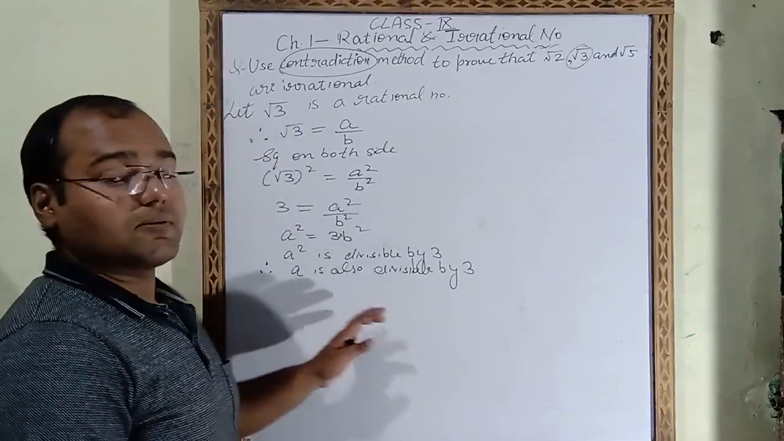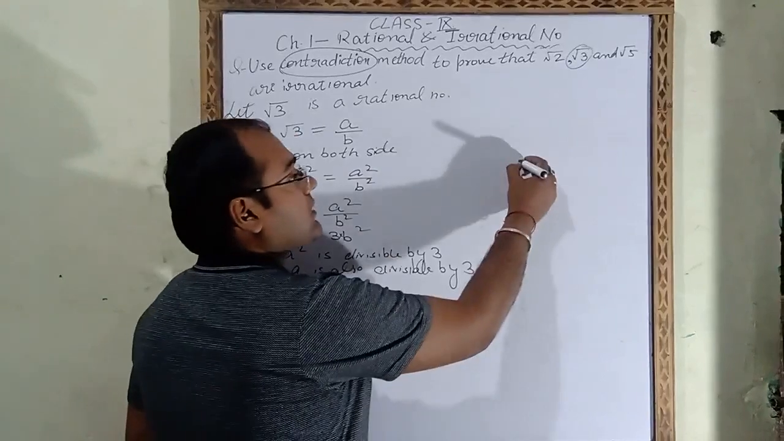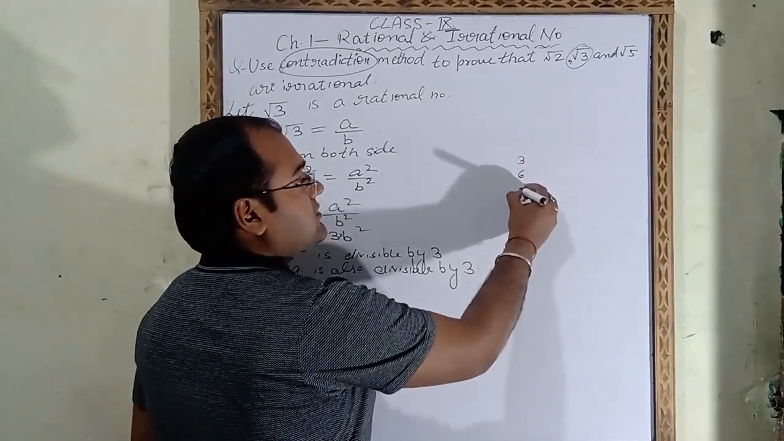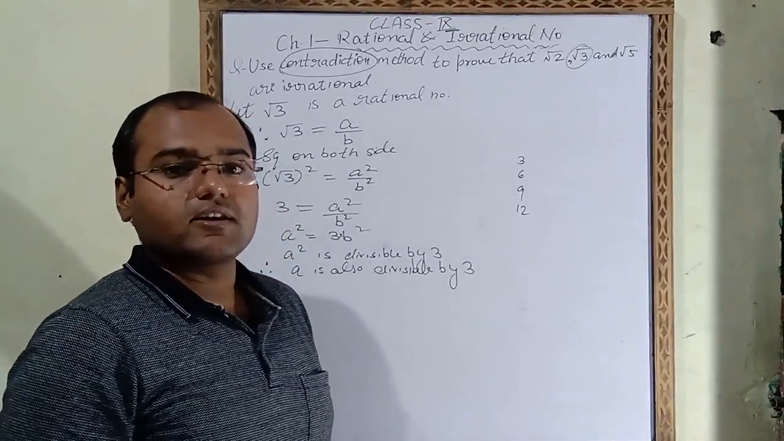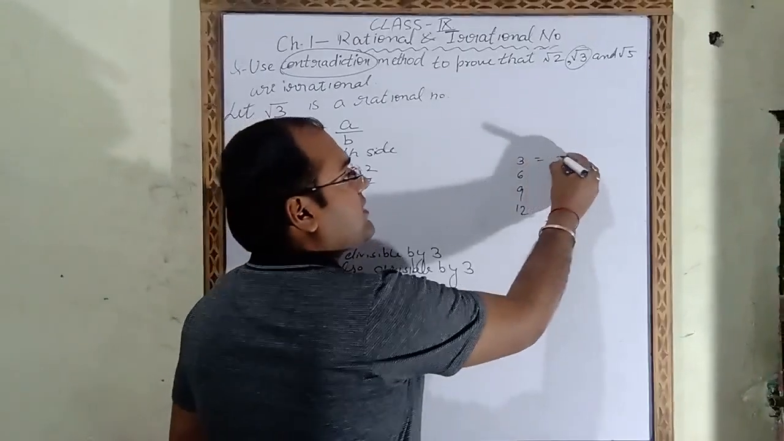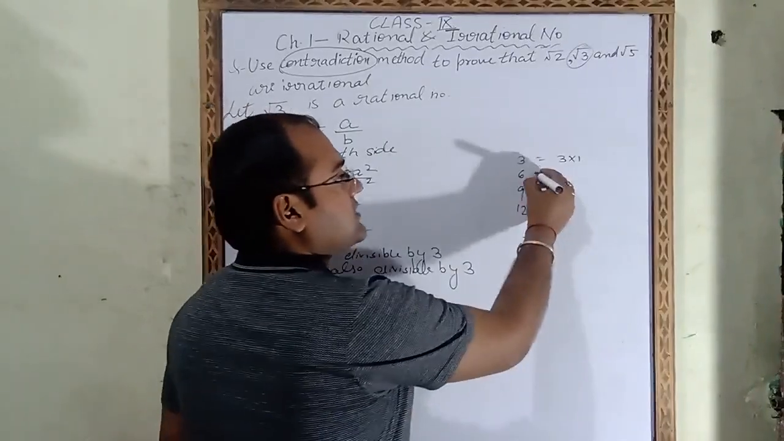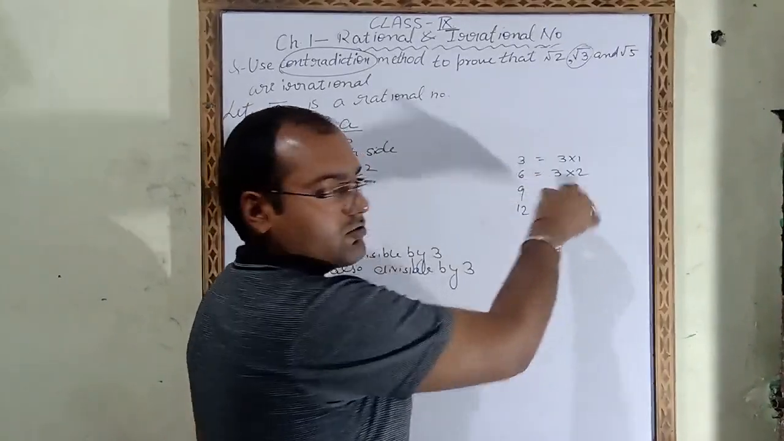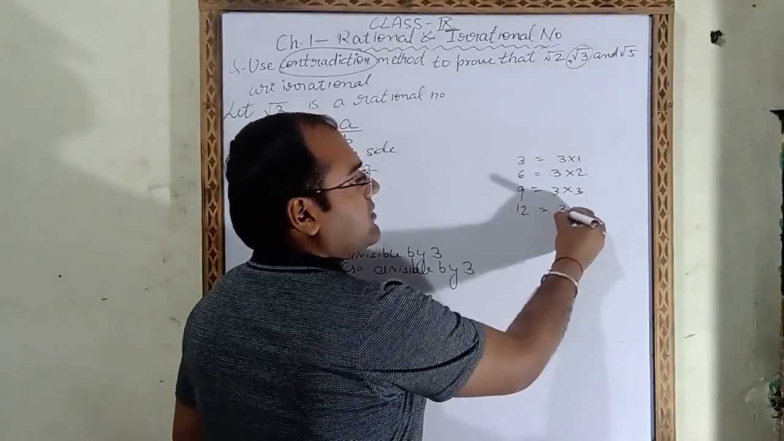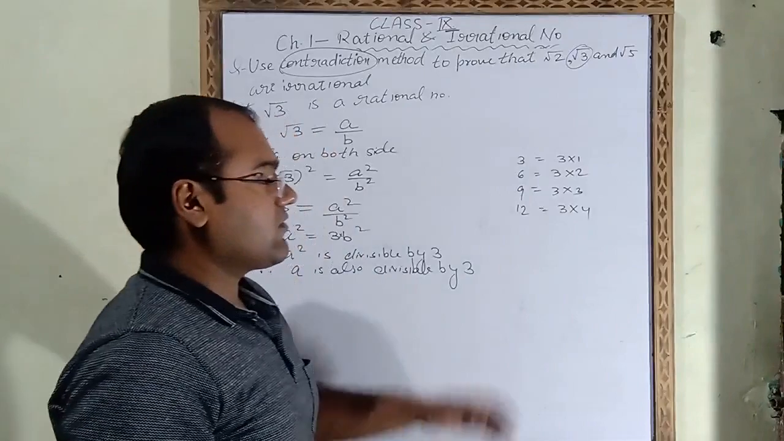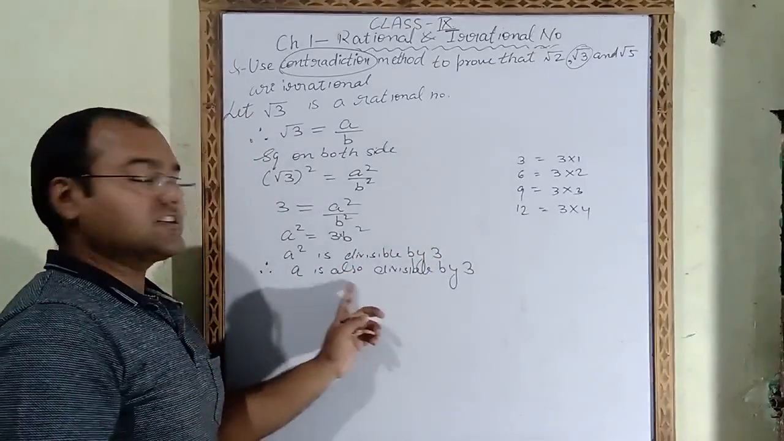Now let's take a few numbers that are coming in the table of 3. Suppose I am taking 3, 6, 9, 12. These all numbers are divisible by 3. 3 I can write as 3 multiply 1. 3 ones are 3. 6 I can write as 3 into 2. 3 twos are 6. 9 also, 3 threes are 9. 12 is 3 into 4. So what we are observing, these are values of a. I had written, a is divisible by 3.